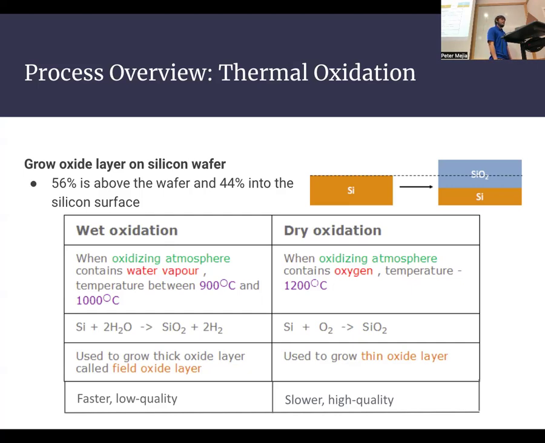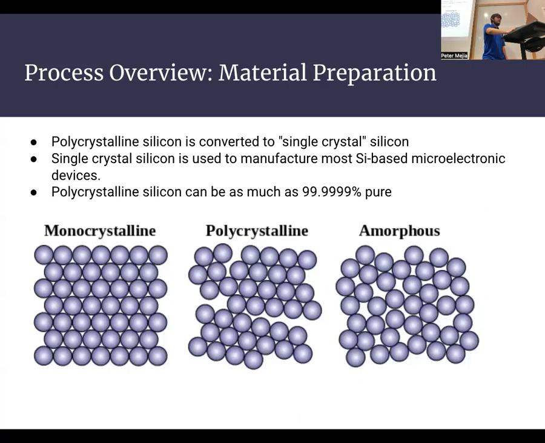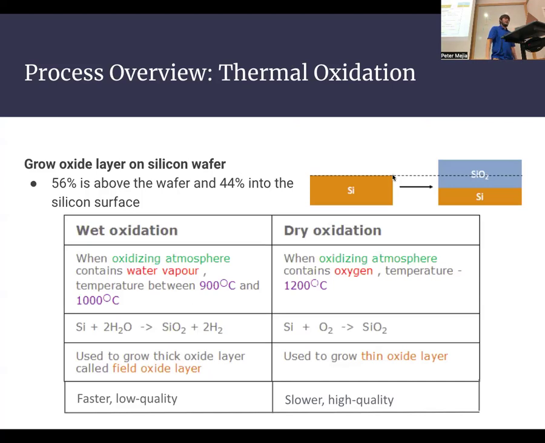Okay, so now for thermal oxidation, we're just gonna grow an oxide layer on top of the polycrystalline silicon wafer. In case we forgot, we got this polycrystalline because it's very pure. Now we're gonna grow an oxide layer on top of that. As I mentioned earlier, that'll be your insulating material. So it'll have a high dielectric constant, and that's good for capacitors.